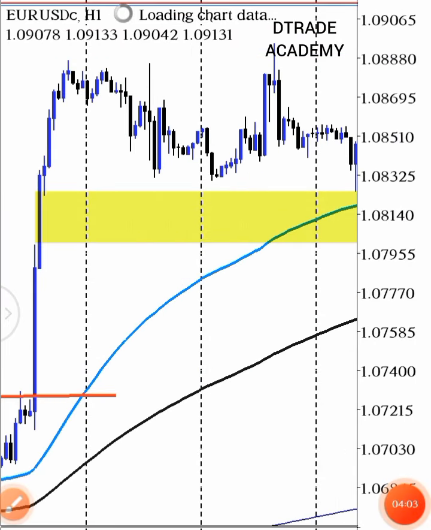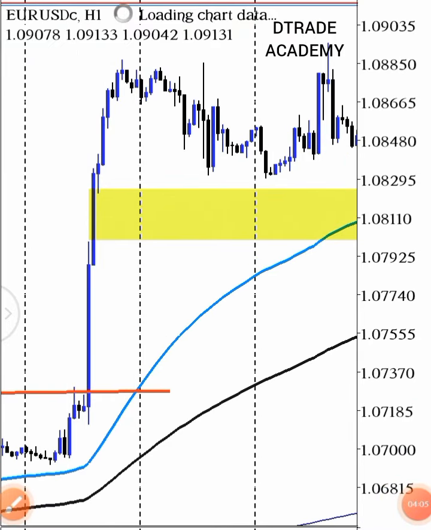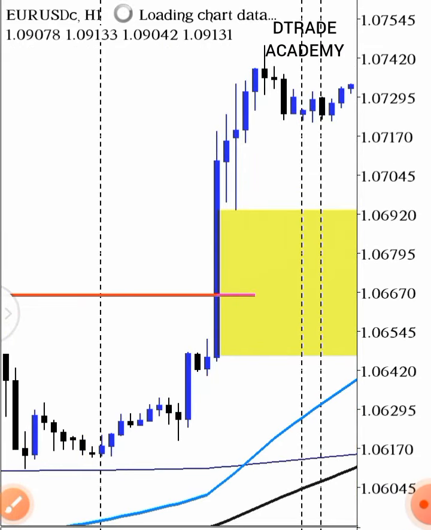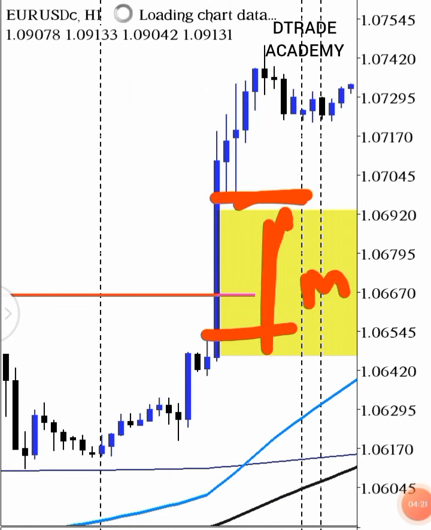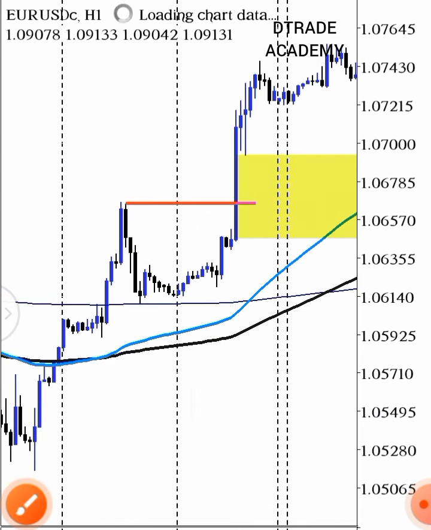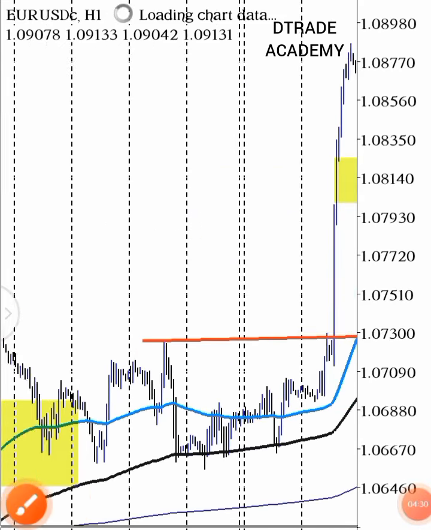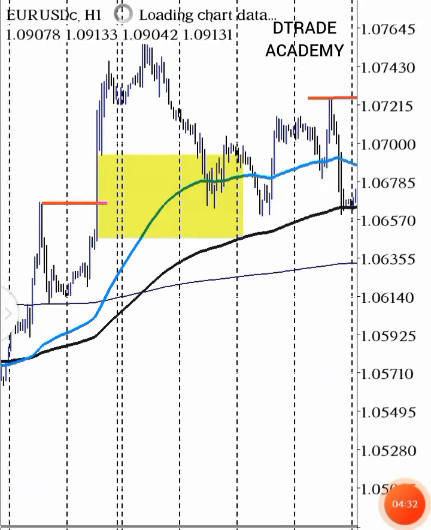Let's check another pair, EURUSD. Looking at this, the first candle, second, and the third. Mark the first one, then mark the third one. Look at the space. This is what we call imbalance. So whenever price comes back in the future to test that zone, what do you see? We see price going back up.